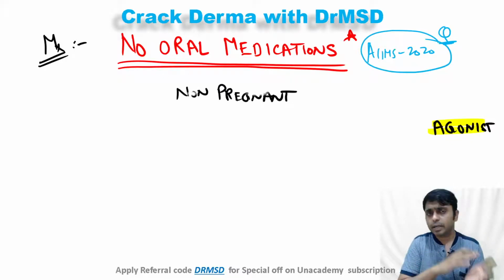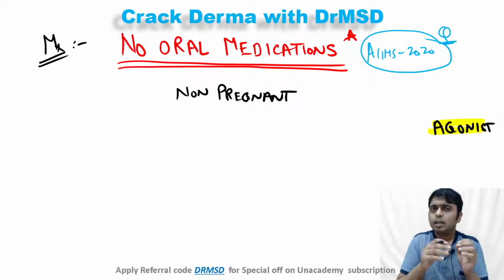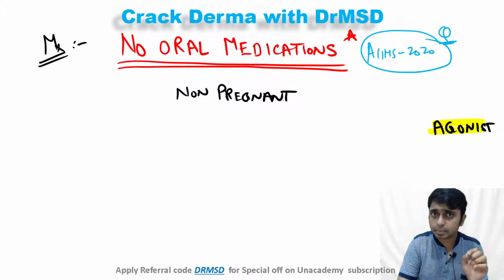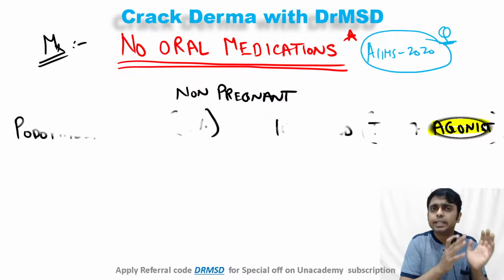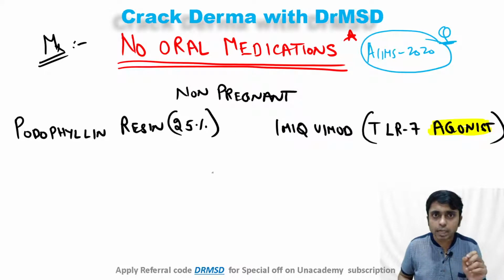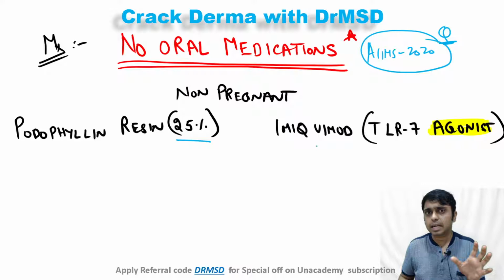It will depend on whether it is a male, in which case we can use whatever treatment modality we want, but if it is a female who comes with anogenital warts and she is non-pregnant, then we can prescribe her two medications, depending upon our own comfort. We can use either podophyllin or imiquimod. Both of them have different mechanisms of action. Podophyllin is available as 25% and imiquimod is available as 5%, as I've already told you.